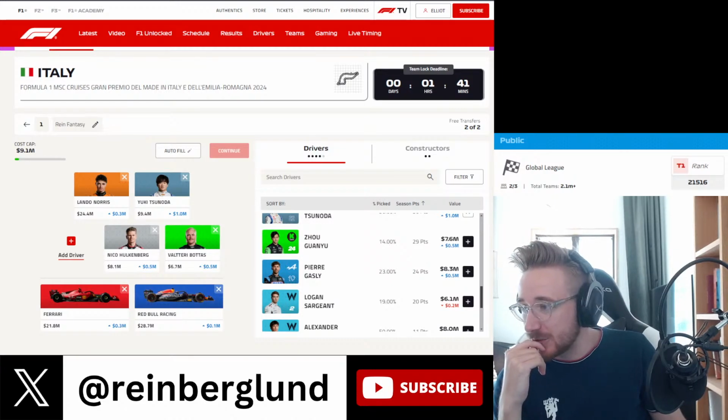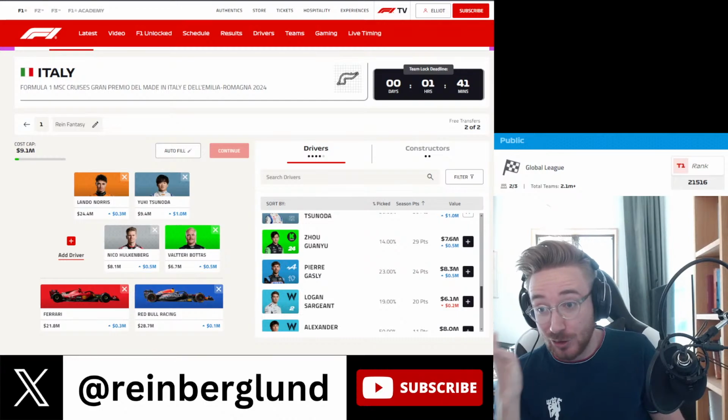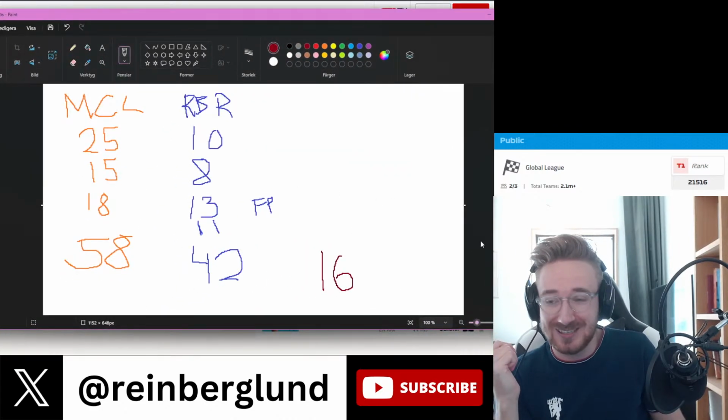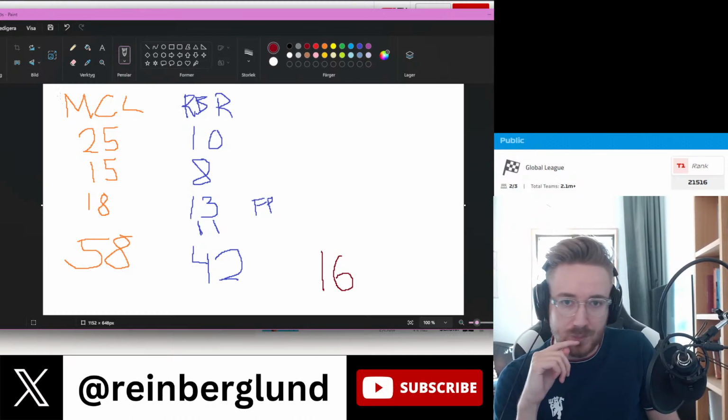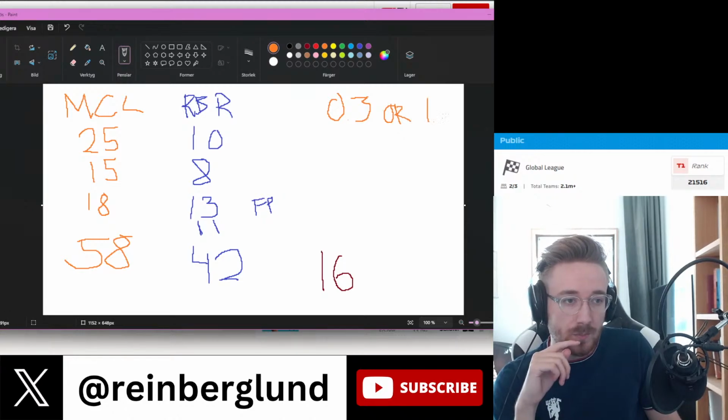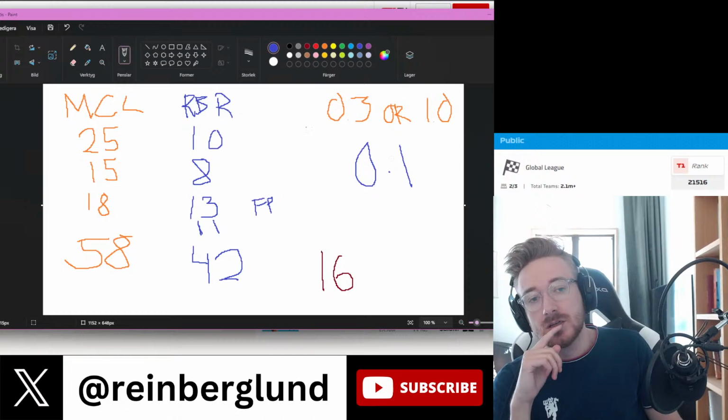Should I switch to Red Bull for McLaren's? We've talked a lot about it. I don't know. This is my quick MS Paint calculation of the worst case scenario. I think worst case scenario for Red Bull Racing owners is that they're 16 points behind the McLaren. And then the points increase, McLaren would probably increase either 0.3 or 1.0. And then Red Bull's probably increasing 0.1.